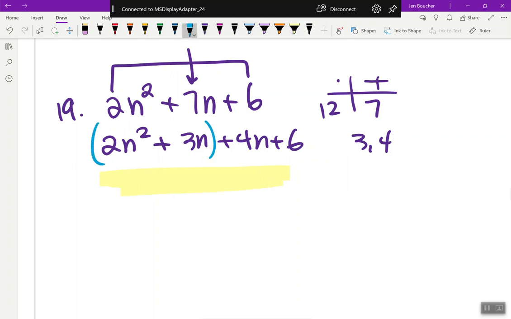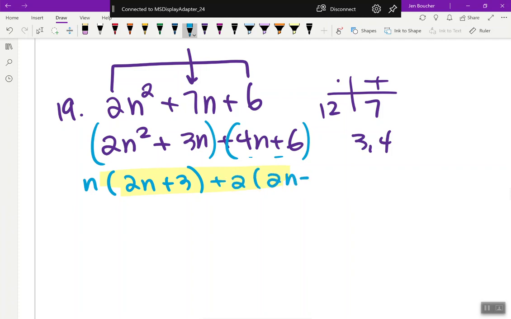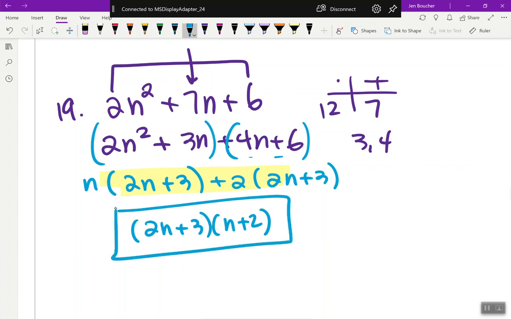So group, from the first group, from mine, what do they have in common? An n, right? What are we left with? 2n plus 3. And on this group, what do they have in common? A 2. Leftovers? 2n plus 3. They both have the 2n plus 3. And final? n plus 2. You got this.